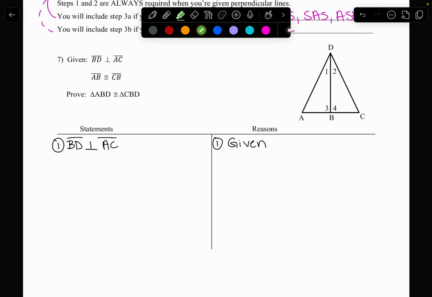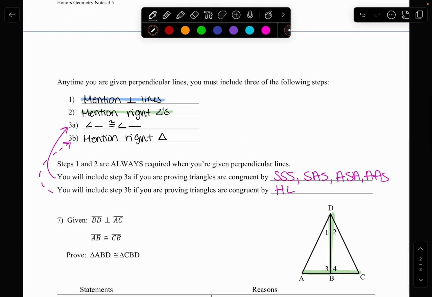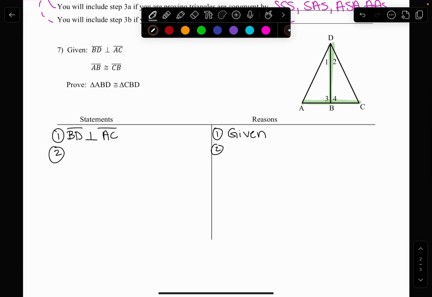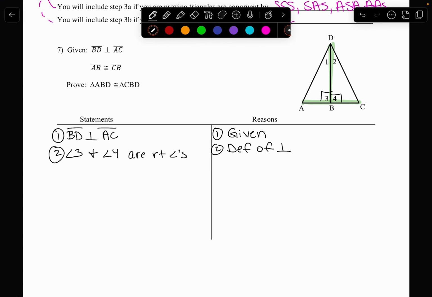So if BD is perpendicular to AC, then based on my steps up here, my second step would be to mention that I have right angles. So I can say that angle 3 and angle 4 are right angles. That still does not give me congruency, so I know that I'm going to have to go one step further with this same given information. This is the definition of perpendicular. Now that I know that they're right angles, I'm going to mention that angle 3 is congruent to angle 4.